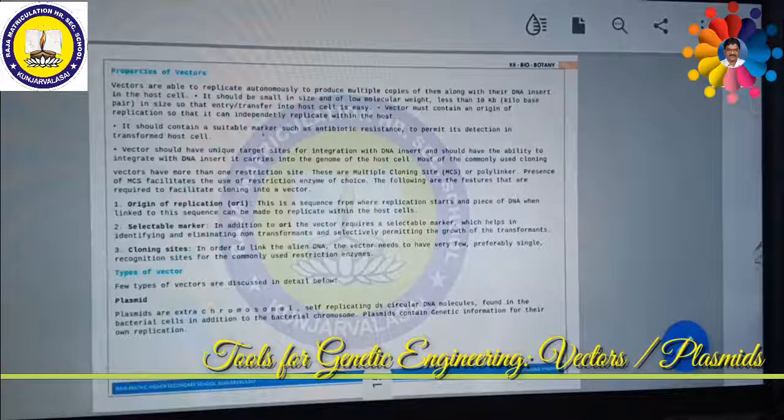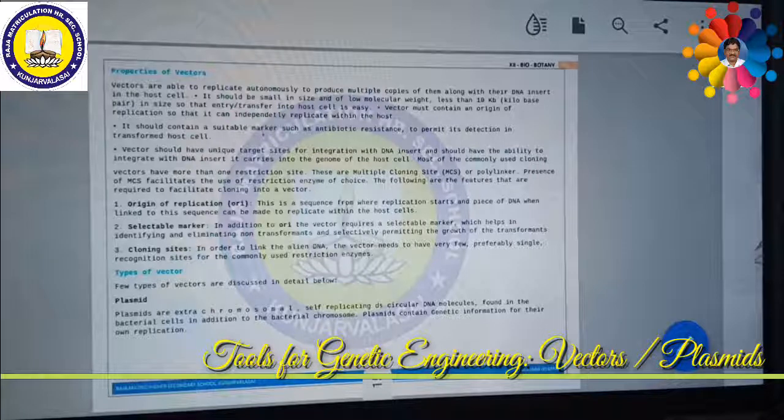Another thing, the vector should have a low molecular weight, less than 10 kb, kilo base pairs. In this size, we can easily transmit it. Another thing, the vector must contain an origin. What do you mean by origin? Origin of replication. Replication means it can multiply by itself inside the host cell. So after transmitting this rDNA into the host cell, it has to multiply as many times as possible.